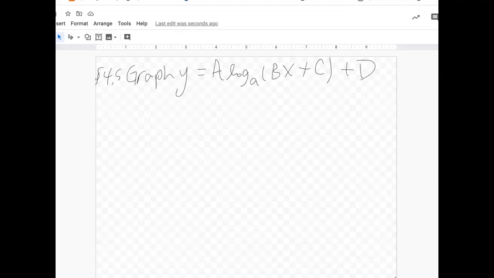Everybody, welcome to section 4.5. I hope it's been going well. What we want to focus on is graphing logarithmic equations.